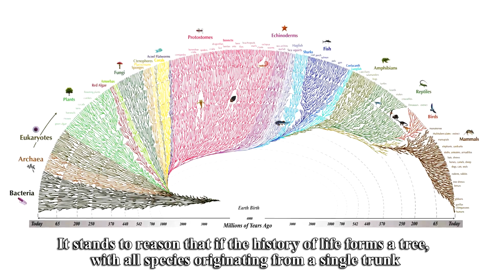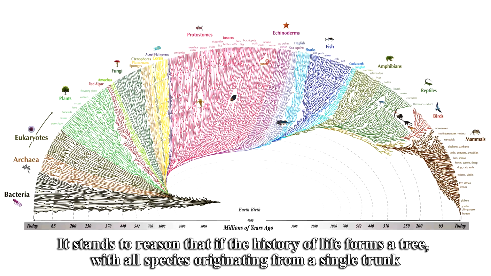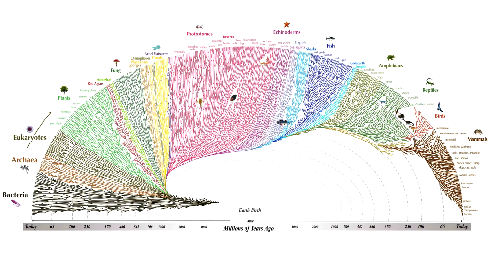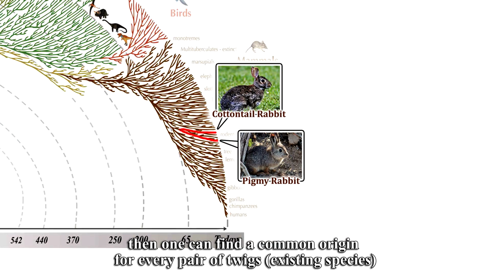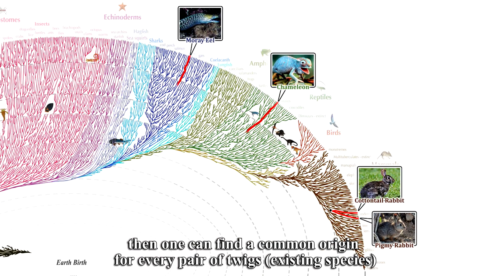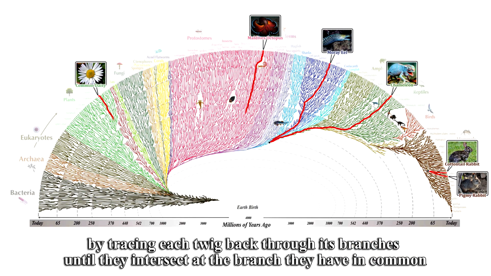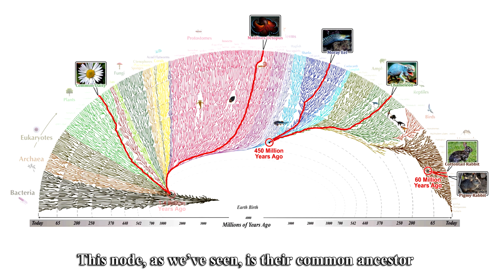It stands to reason that if the history of life forms a tree, with all species originating from a single trunk, then one can find a common origin for every pair of twigs, existing species, by tracing each twig back through its branches until they intersect at the branch they have in common. This node, as we've seen, is their common ancestor.